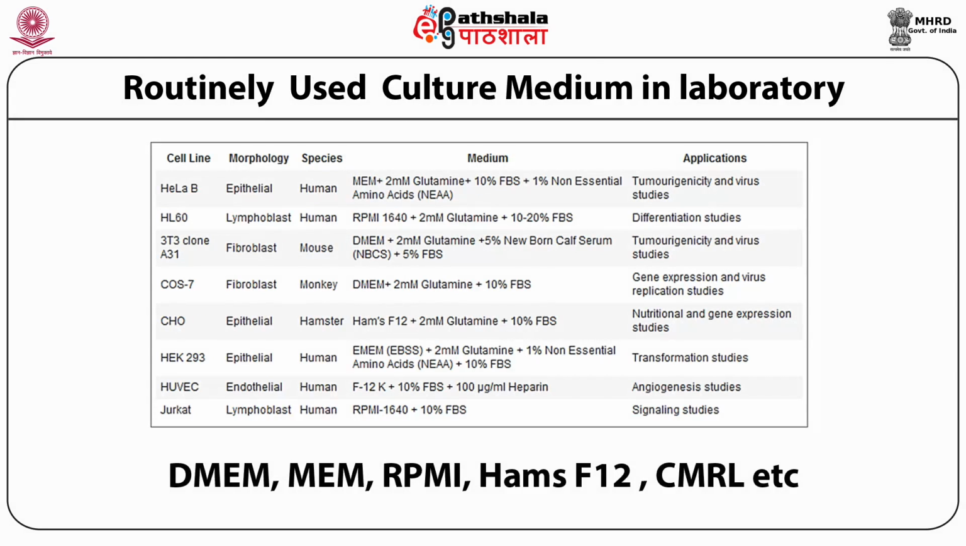This slide shows the routinely used culture media in various laboratories. Also, this slide indicates different cell lines which are routinely used in the labs and the type of the medium in which they are basically grown. Of these, the two most preferred media in any laboratory are the basal media DMEM and RPMI.